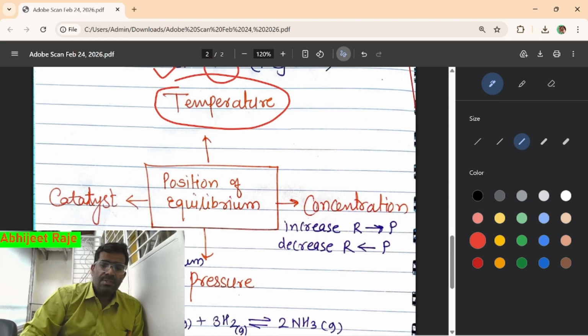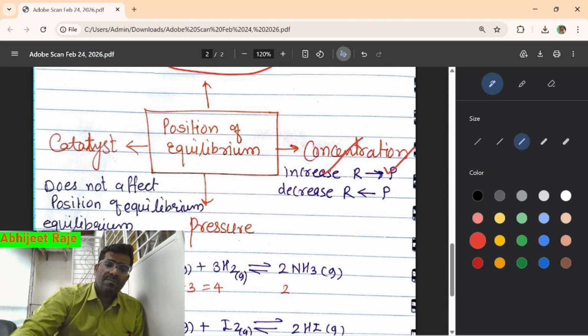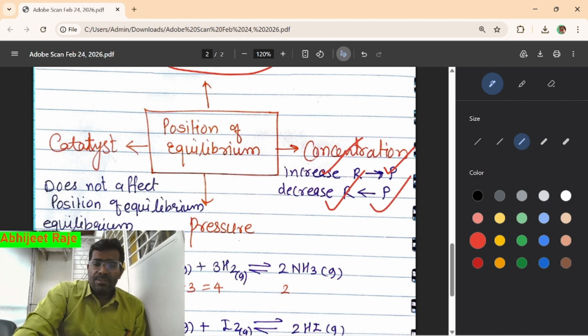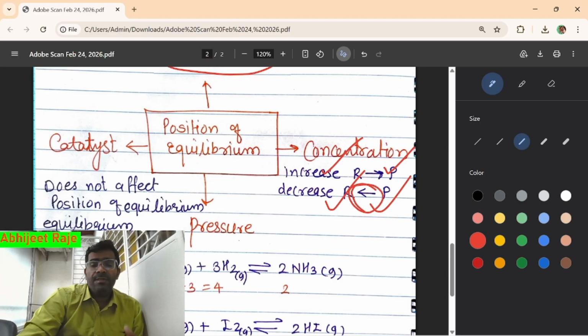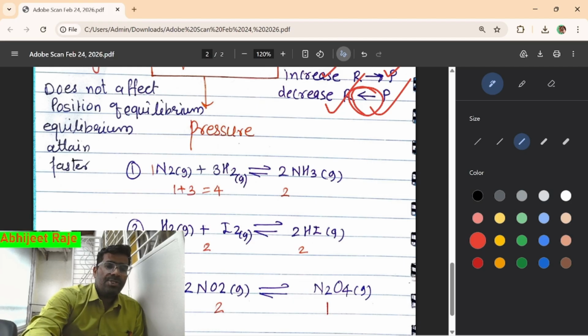Second, we have concentration. If you increase the concentration of reactant, the product concentration will increase. If you decrease the concentration, the product concentration will also decrease. How? Suppose you are doing a reaction, and if you increase the concentration of a reactant, equilibrium will shift towards the right. If you decrease the concentration of reactant, the position of equilibrium shifts towards the left. And if you increase the concentration of product, the reaction will proceed to the left hand side.